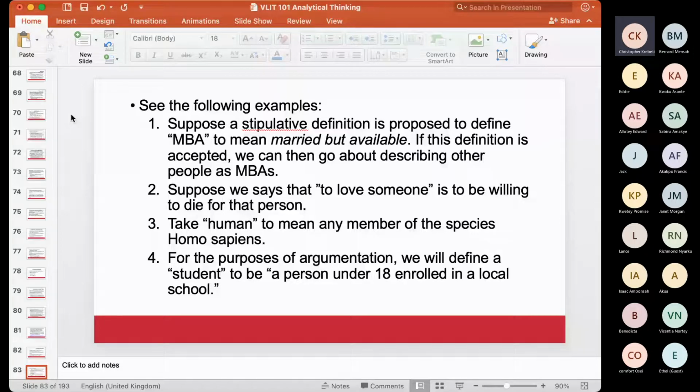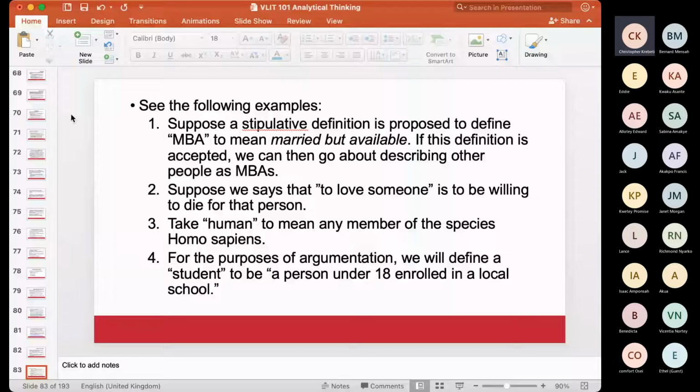So now you can meet somebody and say, oh, are you an MBA? Oh, I am an MBA. It means I'm married, but I'm still available. Okay, so somebody can even describe himself as an MBA. That is, if that particular definition is accepted, then it will be used in the new specialized way.